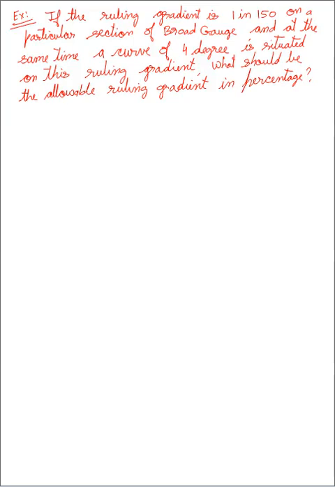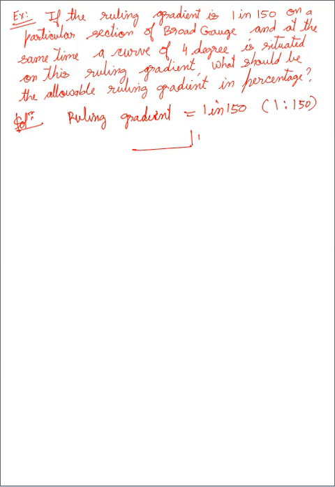The ruling gradient is 1 in 150. So they have given the ruling gradient. Gradient means slope. The ruling gradient is 1 in 150, or we can say 1:150. The meaning is, if I am going one vertical, the horizontal is 150. This is your slope on a particular section of broad gauge.